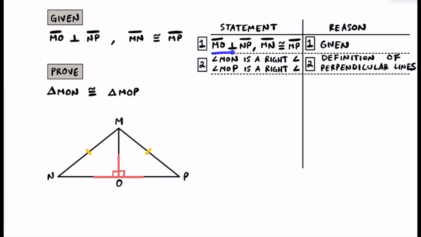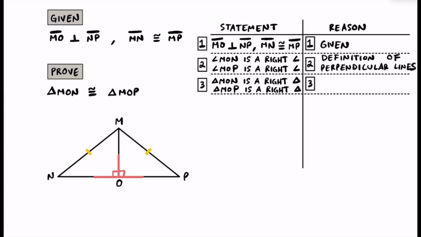So we knew that MO is perpendicular to NP, so we know that they create two of these right angles. Now that we confirm that each of these triangles has a right angle, we can say that triangle MON is a right triangle, and that triangle MOP is a right triangle. Hopefully this makes sense because both of these triangles have a right angle, which fits the definition of right triangles.